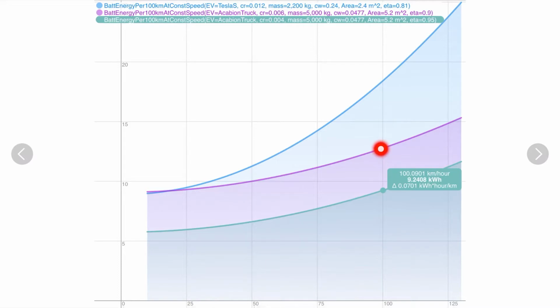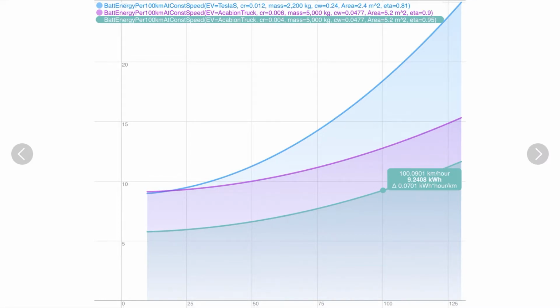So we must come down to 18.5. So this means 9 approximately. And this can be reached only here with the green curve. And in the green curve, I assumed a rolling resistance factor only of 4 thousandths and an eta, an efficiency factor, of 0.95. So this seems to be not very realistic here.